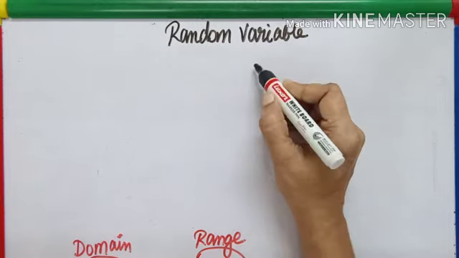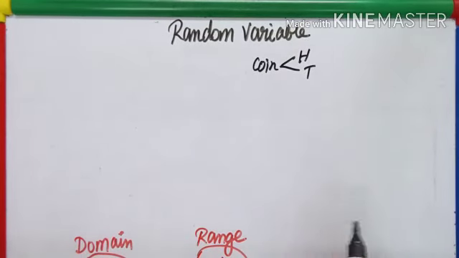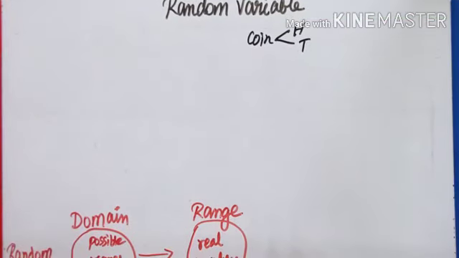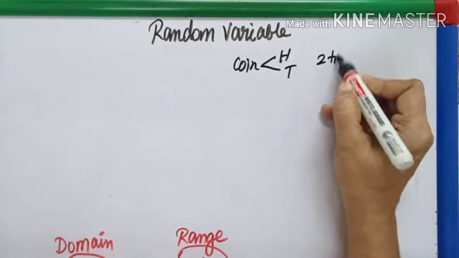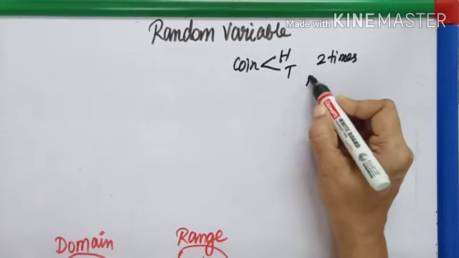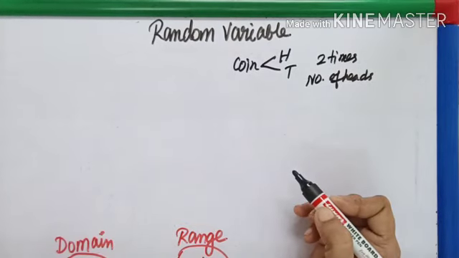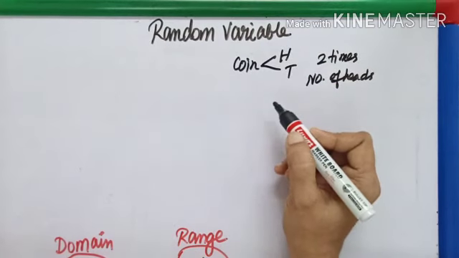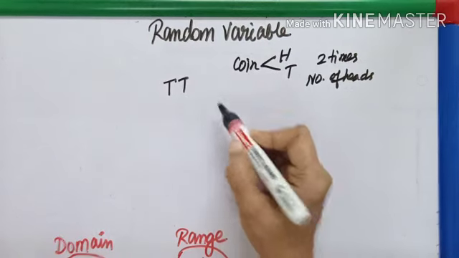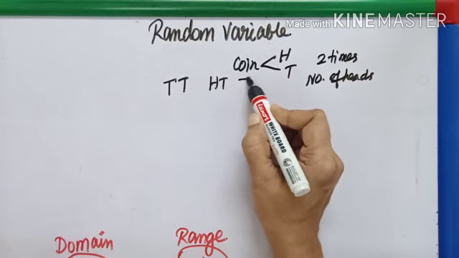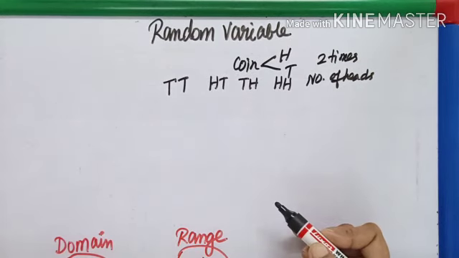A coin has 2 faces, head and tail. When I say 2 times, and let me consider number of heads that I would get. Tell me the outcomes. It could be tail, tail. It could be head and tail, or tail and head, or it could be head and head.